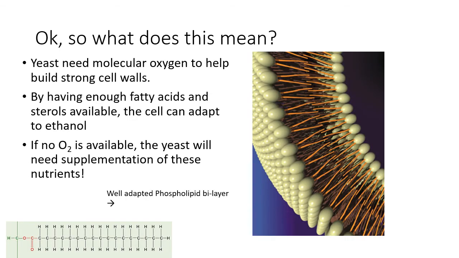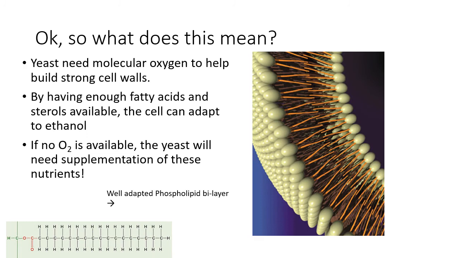So what does this mean? Well, a little molecular oxygen will help build a yeast cell wall. This is a well-adapted phospholipid bilayer. This is what a really tough yeast cell wall will look like. So by having enough of these fatty acids around, enough oxygen around, enough sugar around, and all the right pieces in the right place, we make a really robust cell.